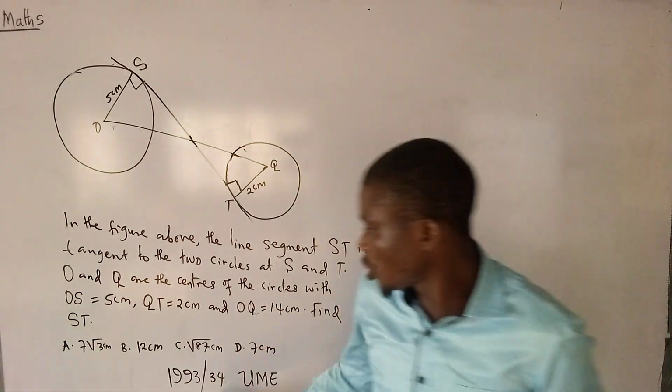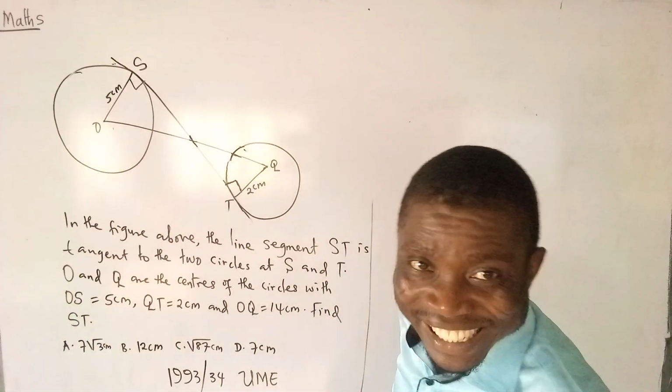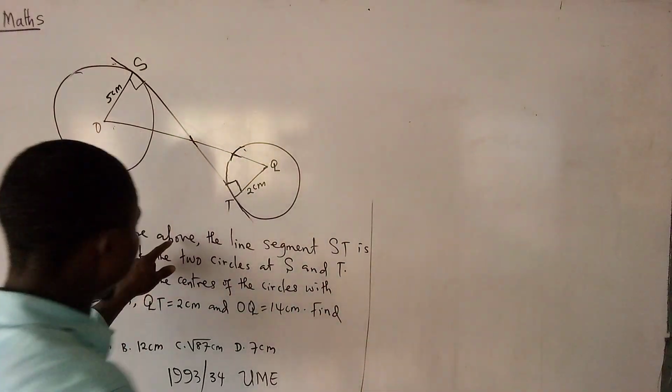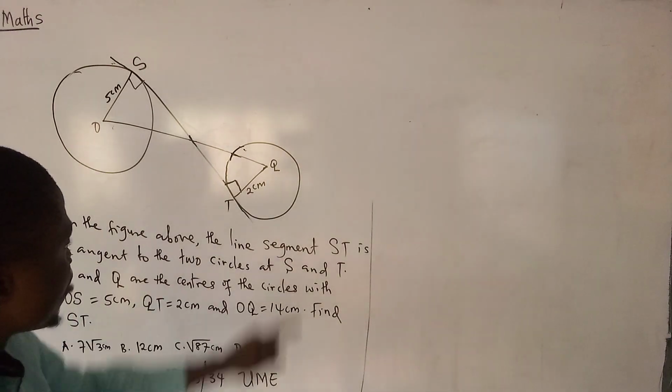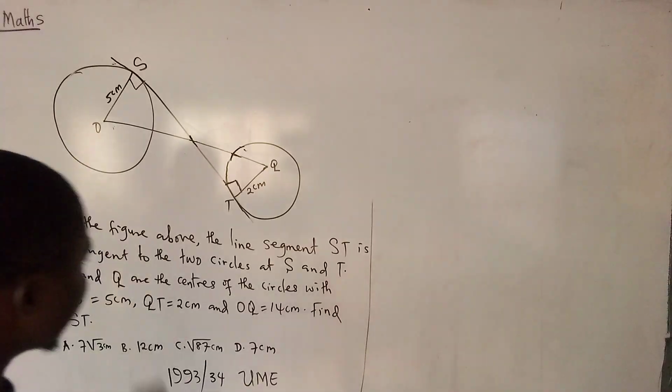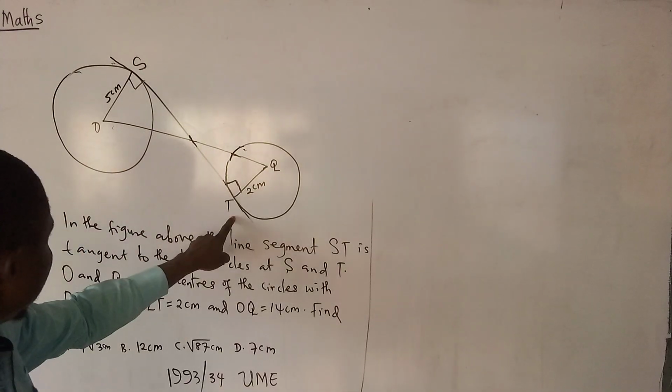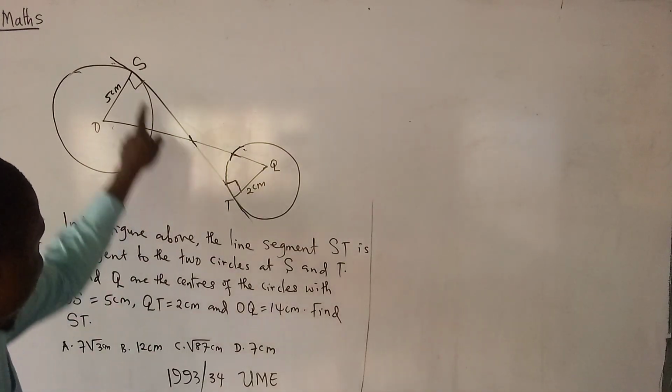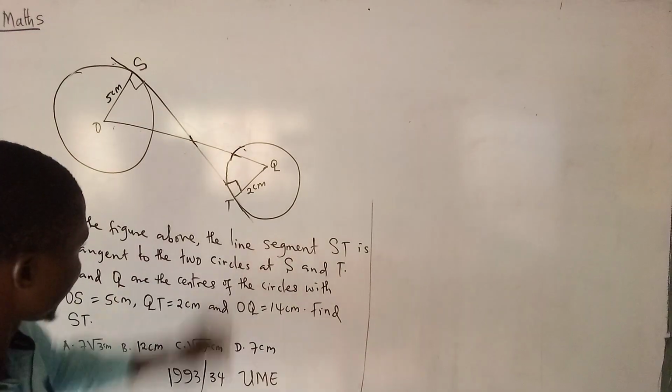Let's solve this JAMB past question. The question says, in the figure above, the line segment ST is tangent to the two circles at S and at T.